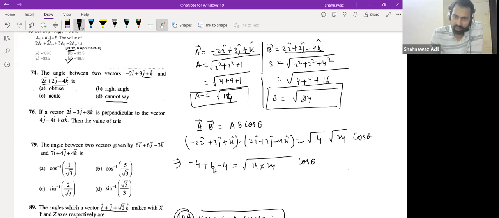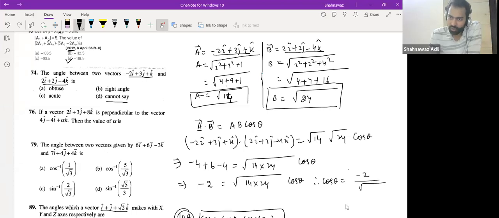Right. So this is how much? This is -8, so minus 2. And root 14 into root 24 cos theta. So your cos theta is -2 divided by root 14 into root 24. So cos theta is negative.